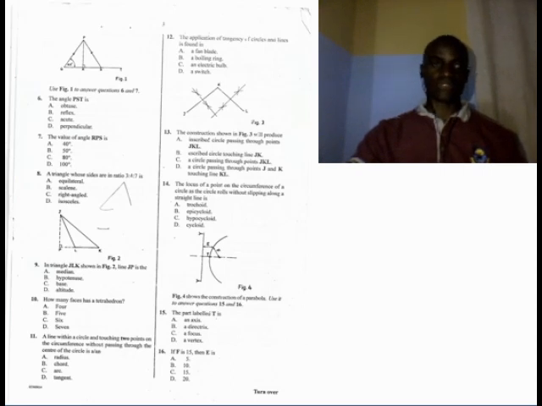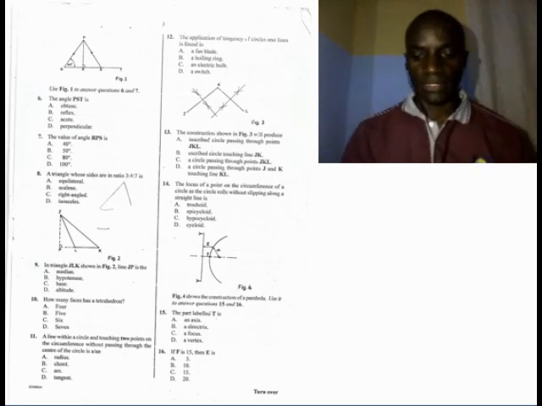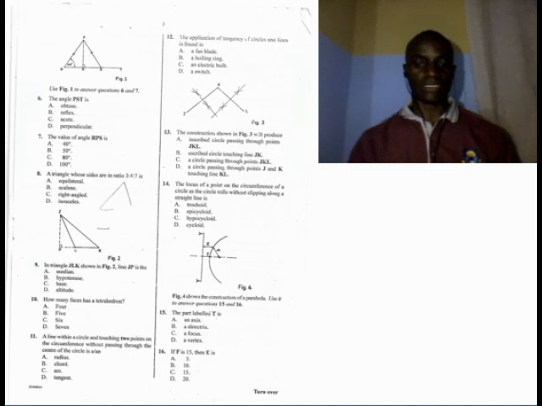Question number 12. The application of tangency of circle and lines is found in, this is principle of tangency question, A, fan blade. B, boiling ring. C, an electric bulb. D, a switch.